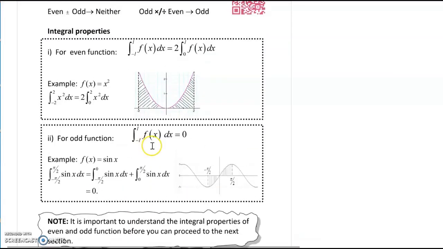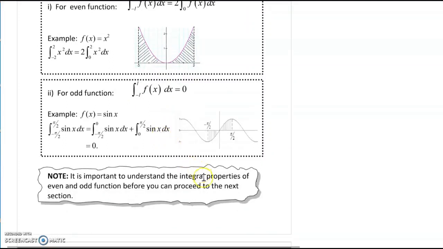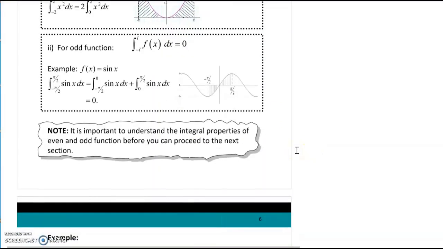Again, this is only true if f(x) is an odd function, plus the limit of the integral is from negative L to L. If you see the integral is, for example, 0 to 1, then it is not always equal to 0. This is only true if the limit of the integral of the odd function is from negative L to L. I hope you're clear on that. It is important to understand these properties of even and odd before we can proceed to the next section, which is the Fourier series.